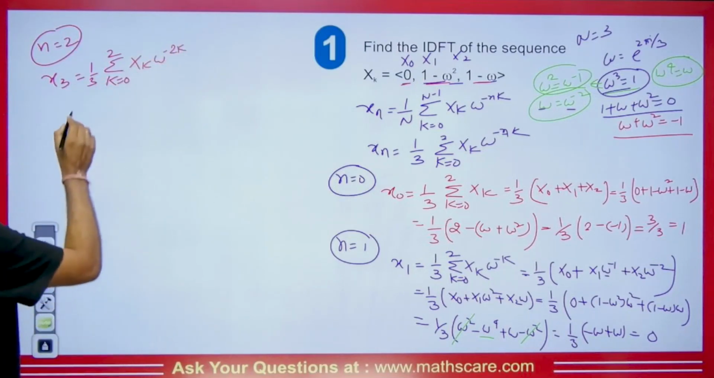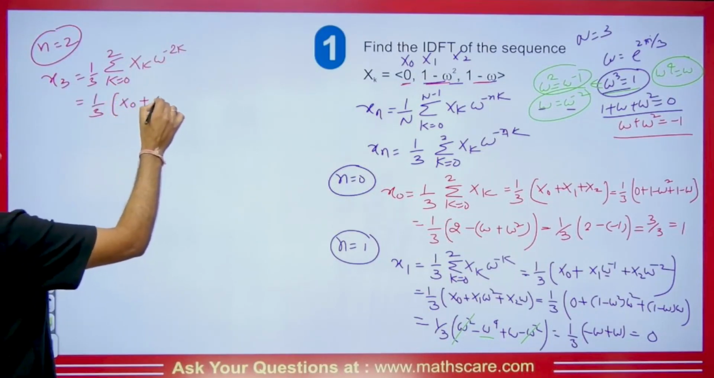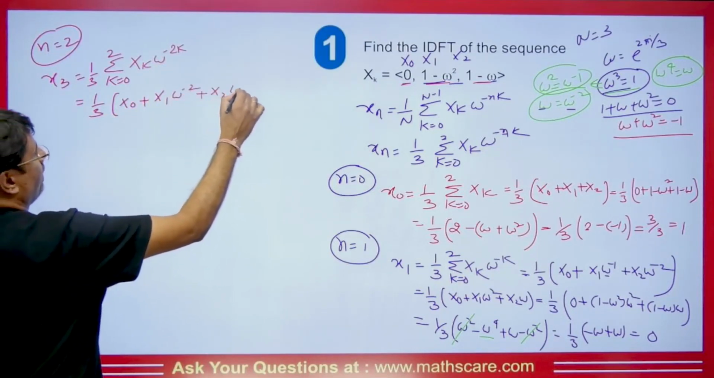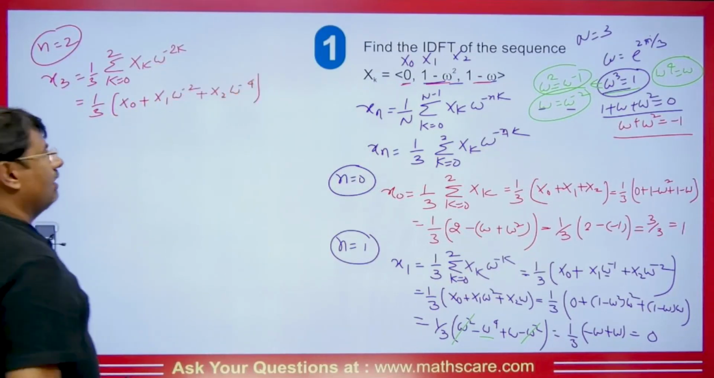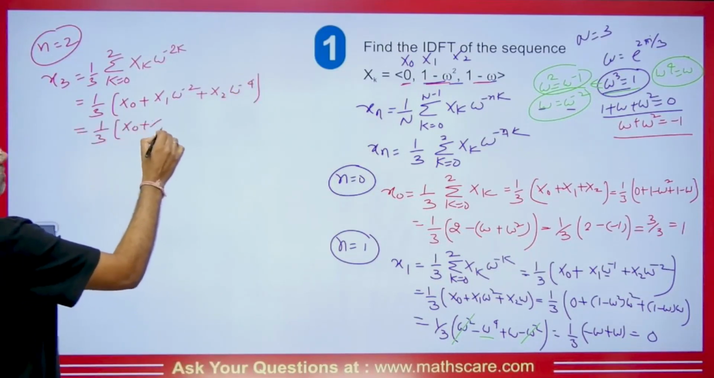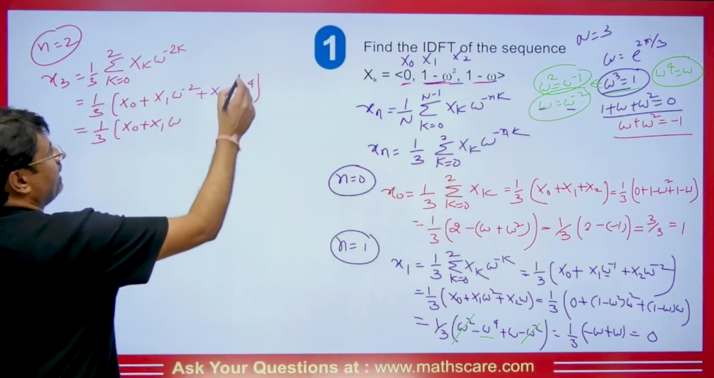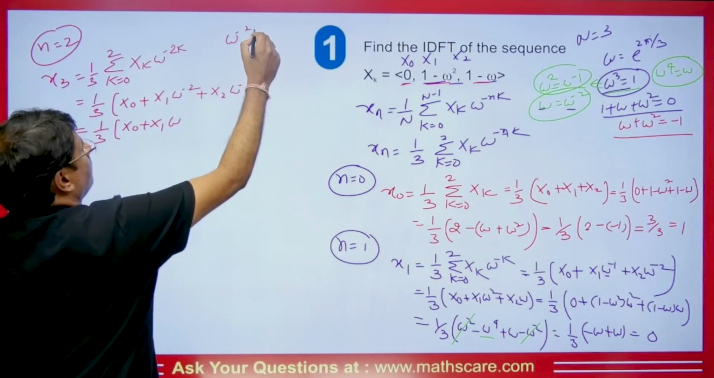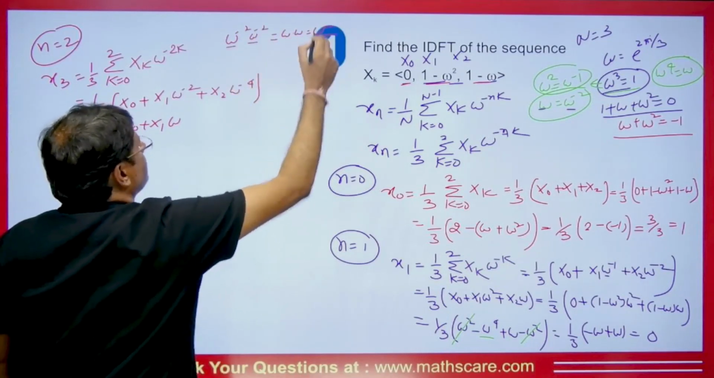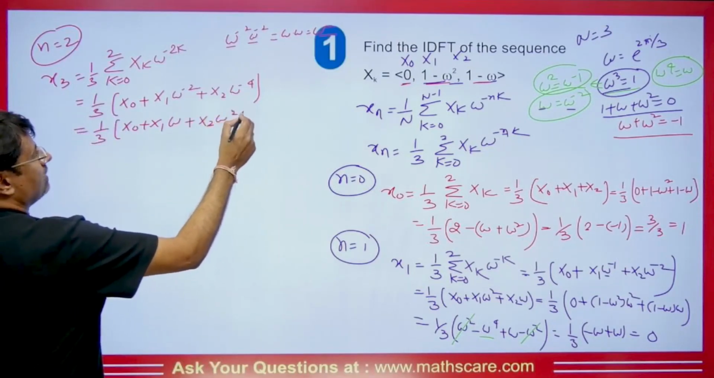Now we will put the value 1 upon 3, right? If we put the value k equal to 0, we will get x0. Then it will be x1 omega to the power minus 2, and x2 omega to the power minus 4. Is it clear? Now look here, I'm going to calculate its value. 1 upon 3, this will be x0 plus x1, and the value of omega to the power minus 2 is omega. Now this omega to the power minus 4, I can write as twice of omega to the power minus 2. Now its value is omega. Omega into omega is equal to omega square, right? You need to understand this clearly.